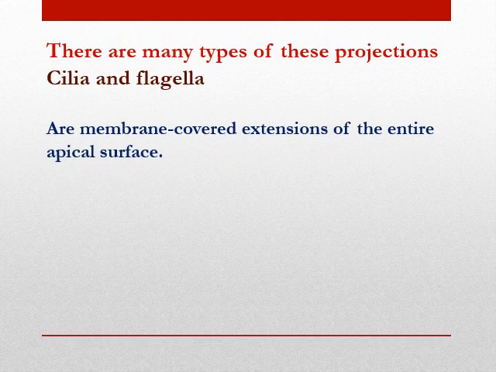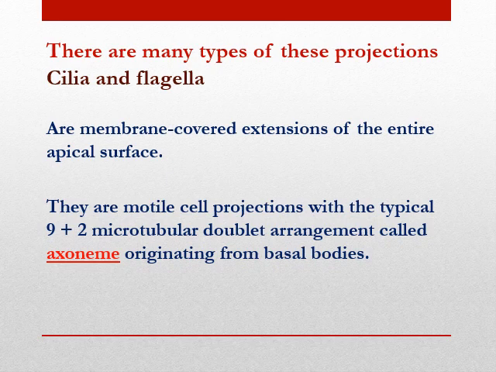The cilia are membrane-covered extensions of the entire apical surface. They are motile cell projections with the typical 9+2 microtubular doublet arrangement called axoneme that originate from basal bodies.